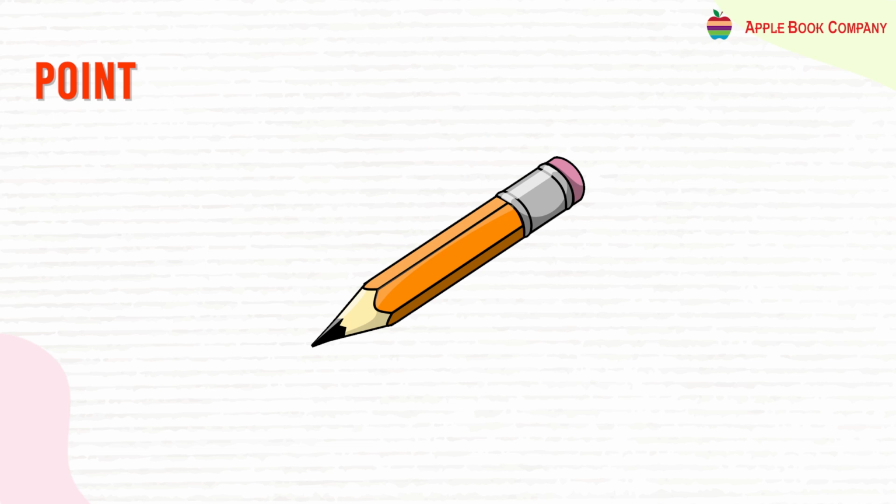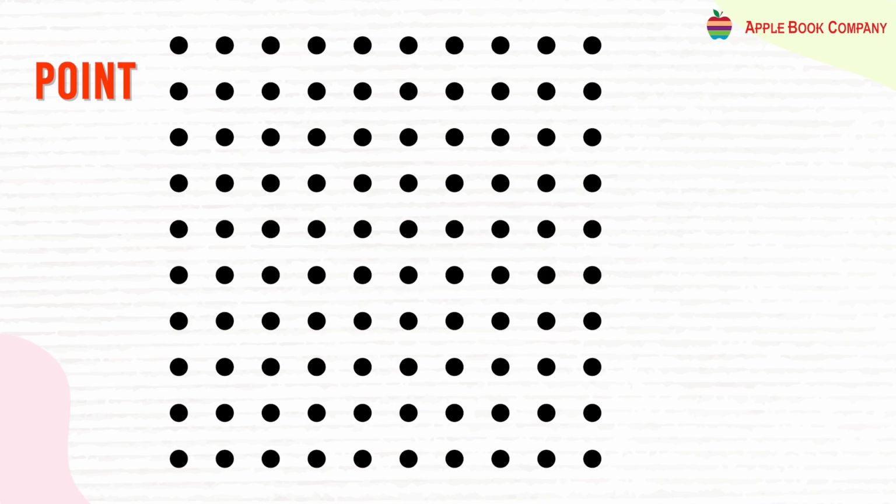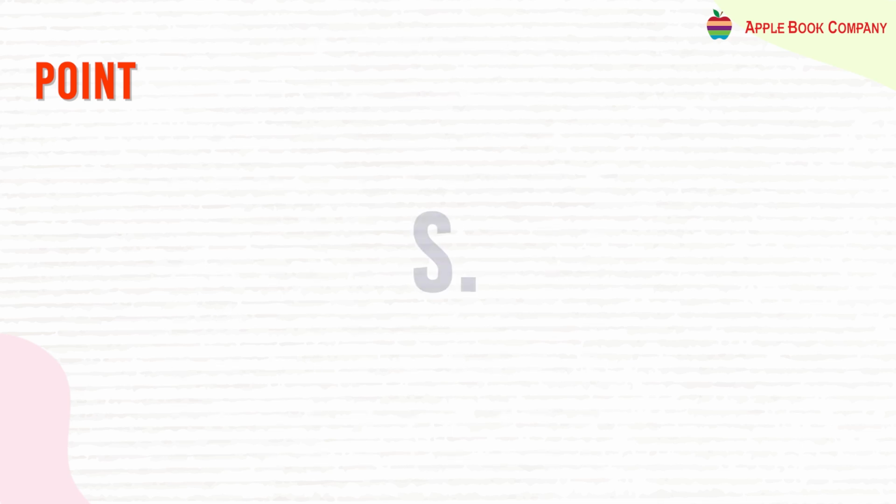Point: a small dot made with a sharp object like a pin or a pencil represents a point. A point has no length or breadth. It shows position. A point is generally named with capital letters. Example: P. This represents point P.